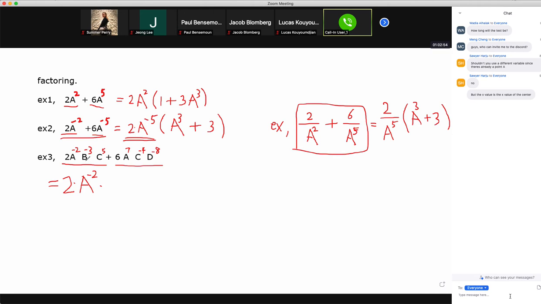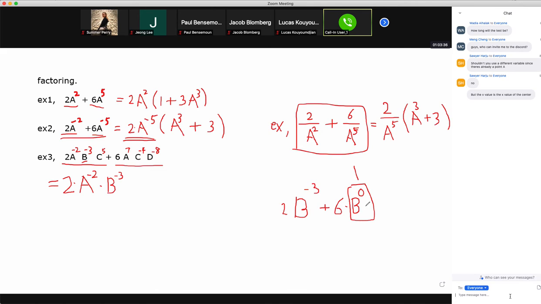Next one is, we have a b here. We have b here, but note that the second term does not have a b. Should you factor b or not? No. Actually, the answer is yes. This is the tricky part. The reason why we have to factor b to the negative 3 is because it's like having b to the negative 3 times 2, plus 6 times, let's say, b to the 0. Note that b to the 0 is actually 1. Anything to the 0 power is 1.